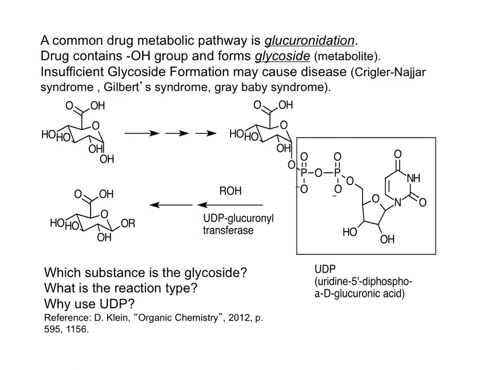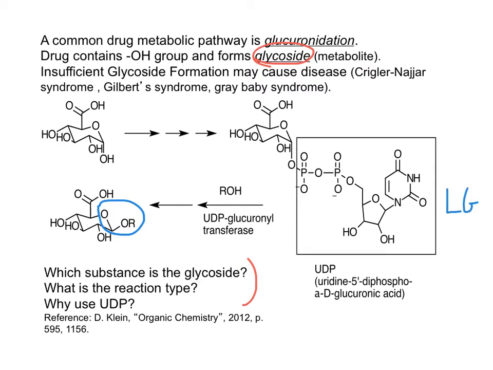A drug that contains an OH group is metabolized in our body by glucuronidation. Glucuronidation forms a glycoside. So stop the video and answer these 3 questions. So the answer is that this is the glycoside because this is the acetal in a ring. The reaction type is a substitution reaction. And UDP is used because this is a good leaving group.